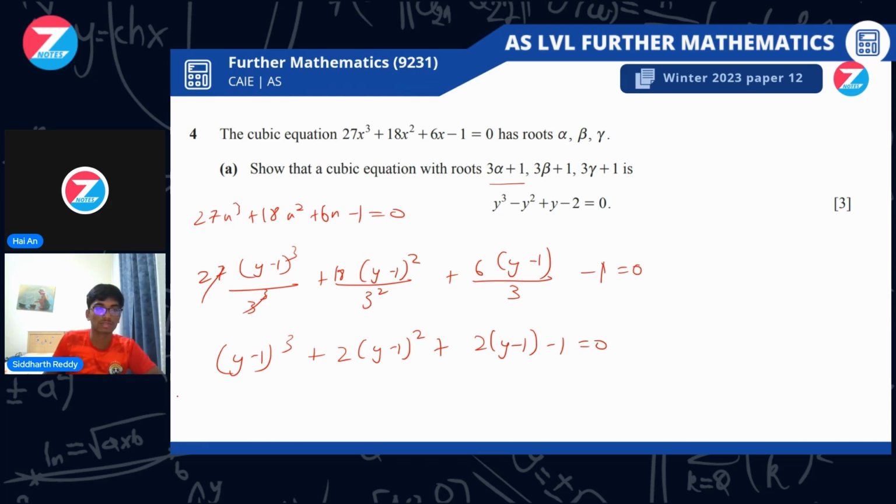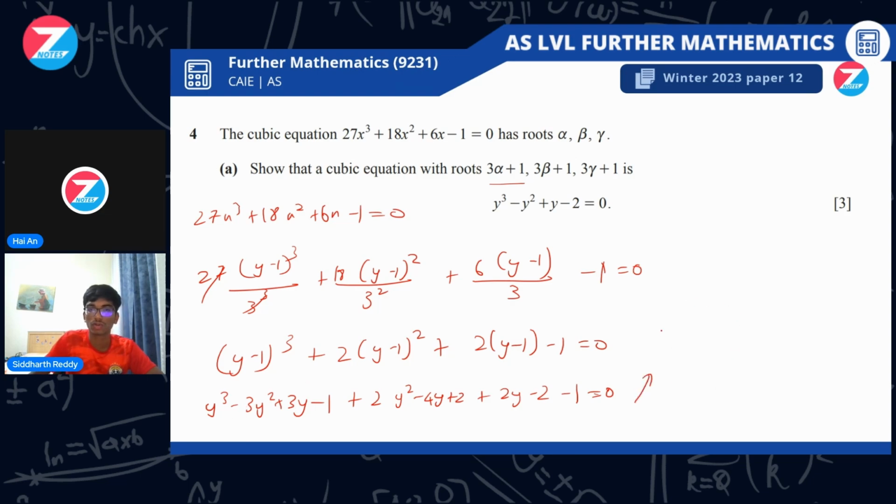So this becomes y cubed minus 3y squared plus 3y minus 1, plus 2 into (y minus 1) squared, which is just y squared minus 2y plus 1. And let's distribute that out. So we get 2y squared minus 4y plus 2, plus 2y minus 2 minus 1 is equal to 0.